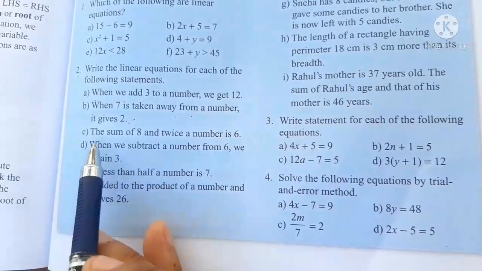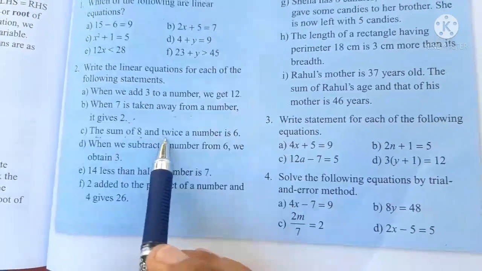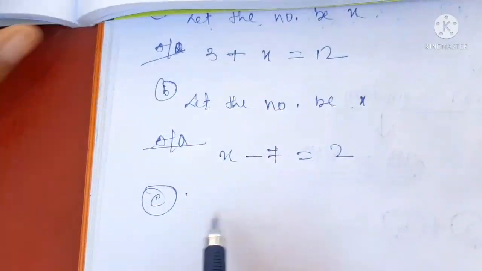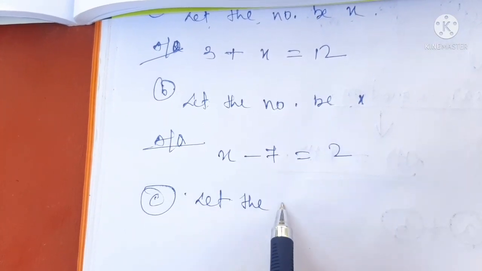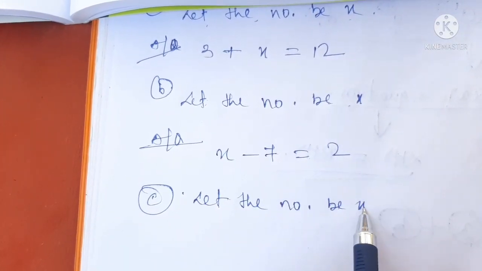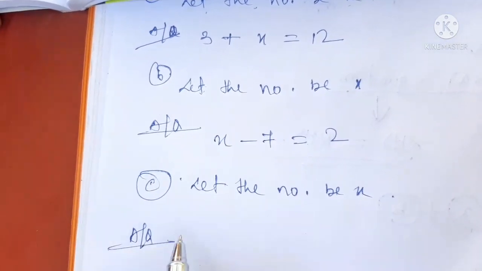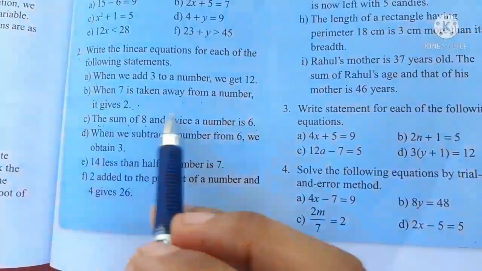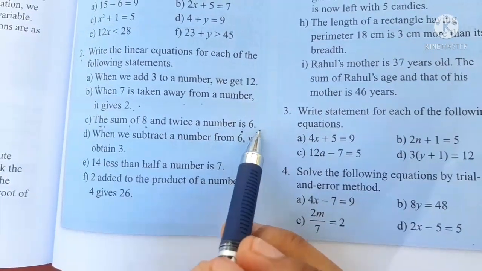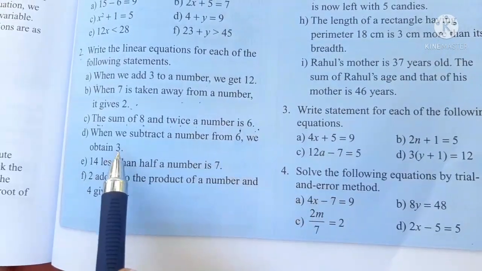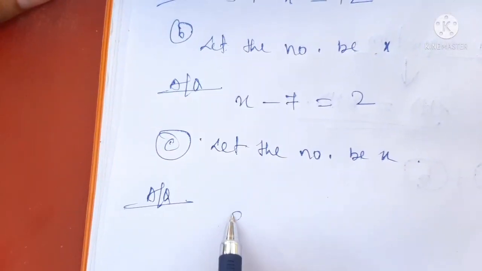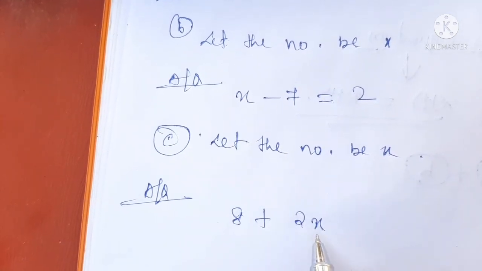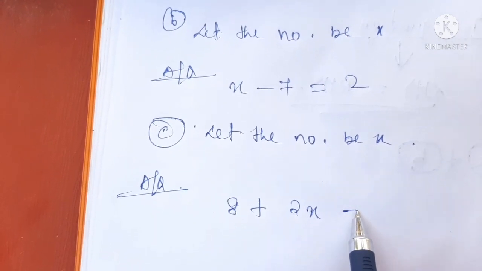Now we will be doing question number c. That is, the sum of 8 and twice a number is 6. Even here we get a number, right? So let the number be x. As per the question, the sum of 8 and twice a number is 6. Twice means 2, the sum means plus, so 8 plus twice a number, which is 2x, is 6.